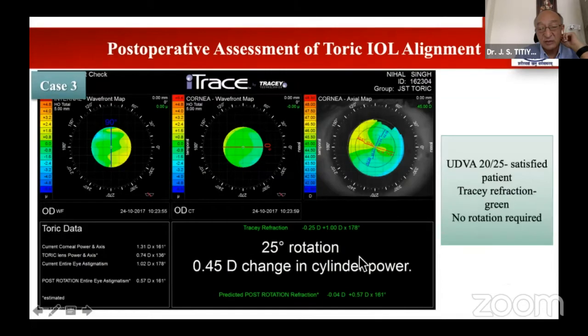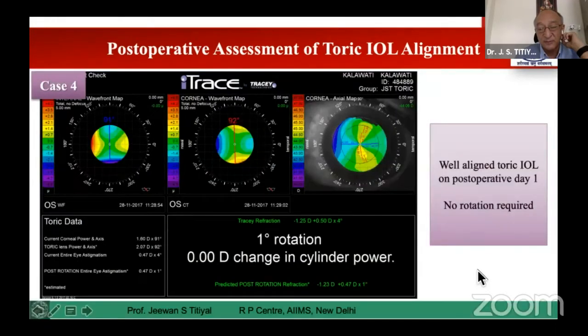This patient had a 25-degree rotation required, but the patient's vision was quite okay and the patient was satisfied. So this indicates not every patient needs to be rotated. It depends on the patient's post-op visual acuity and satisfaction.